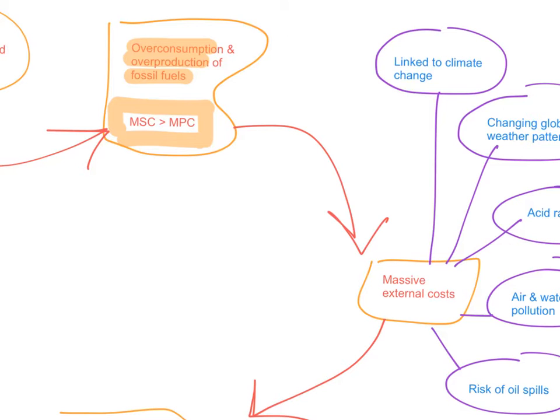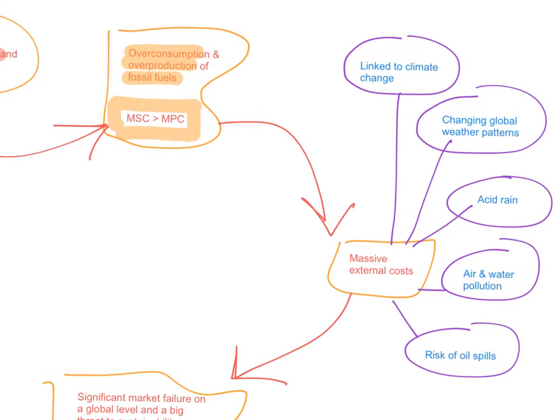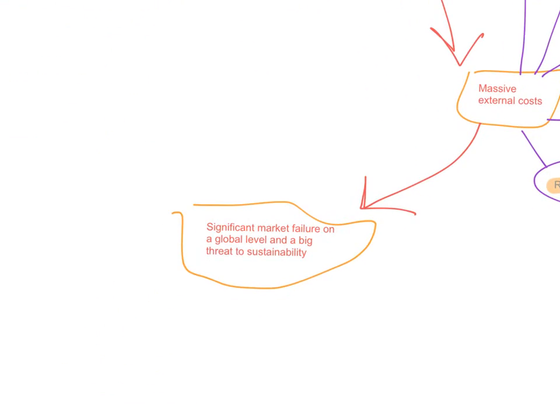Now, this overconsumption and overproduction results in massive external costs. As you can see here, a lot of the overuse of fossil fuels is linked to climate change. It's causing changing global weather patterns, acid rain in some places, air and water pollution, and the risk of oil spills as well. So that's causing massive external costs. Now, this is an example of a significant market failure on the global level and a very big threat to sustainability. First of all, the sustainability of the fossil fuels, but also the effect on the environment and the sustainability of the environment for future generations.